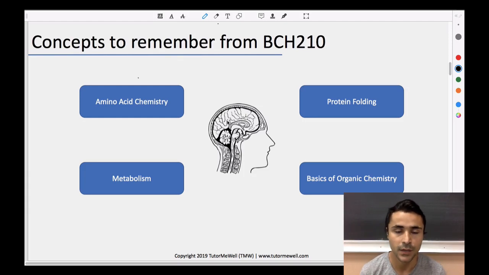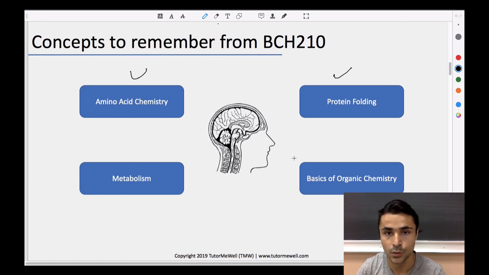Alright everyone, so the concepts you need to remember from Biochem 210 are the four outlined on this slide. We'll look at amino acid chemistry, especially things like the structure, size, charge, and their categories. We'll also look at protein folding, so things like hydrophobic core packing, entropy, etc. We're also going to look at metabolism, where you'll need to know a little bit about how ATP gets hydrolyzed and provides energy for the body, for the cell, and a little bit of basics of organic chemistry, such as SN2 reactions, polar bonds, dipoles, and dipole-dipole forces, and things like that. So let's just dive into them.